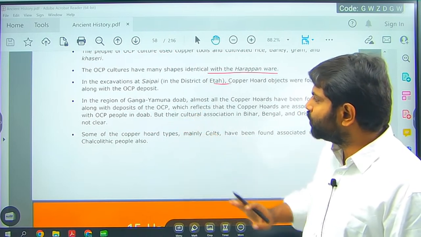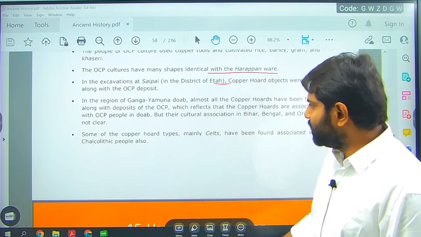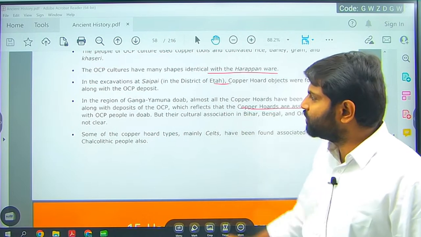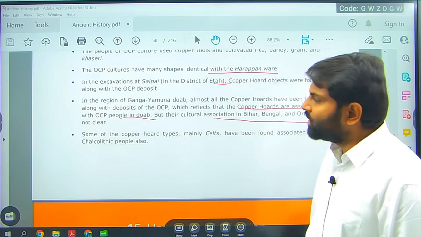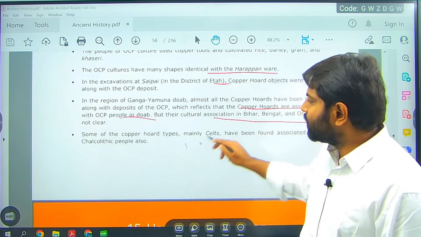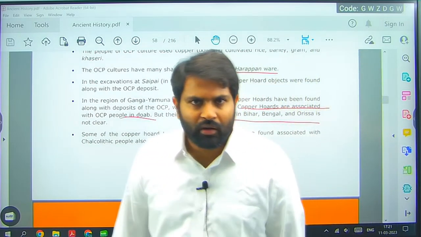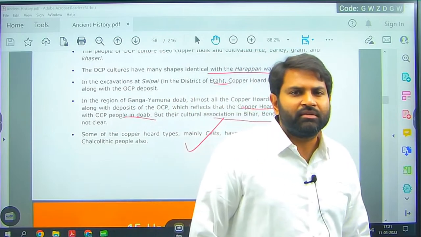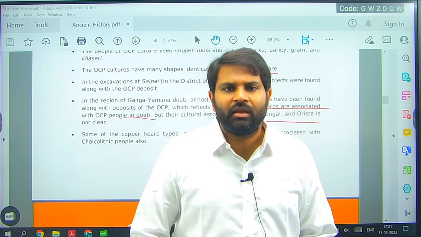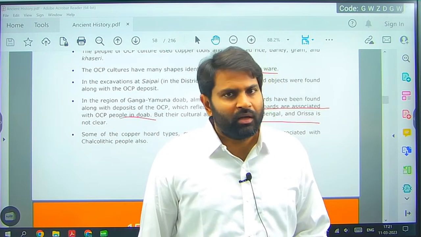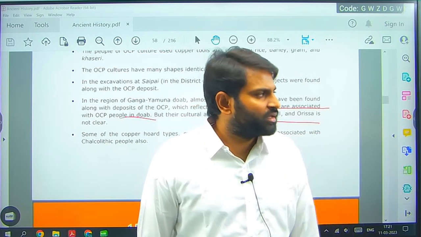In the region of Ganga-Yamuna Doab, almost all copper hoards have been found along with the deposits of OCP, which reflects that copper hoards are associated with the OCP people in the Doab. But their cultural association with Bihar, Bengal, Orissa is not clear. Some of the copper hoard types, mainly celts, have been found and associated with the Chalcolithic age. So for the Chalcolithic age, better information is available than for the Stone Age, but still less information is available. In the excavations, we keep it in the chronology a little earlier than the Indus Valley Civilization.